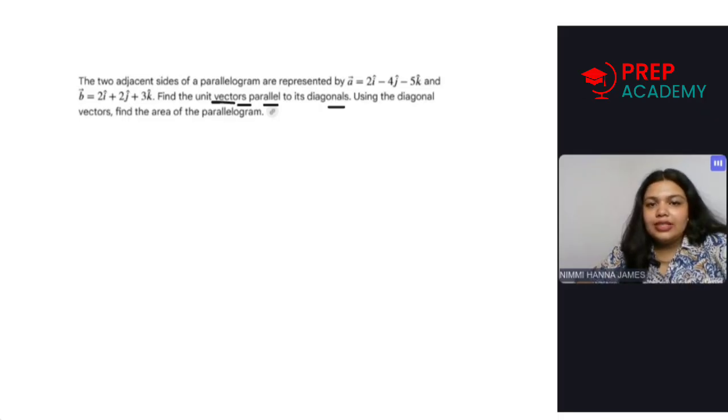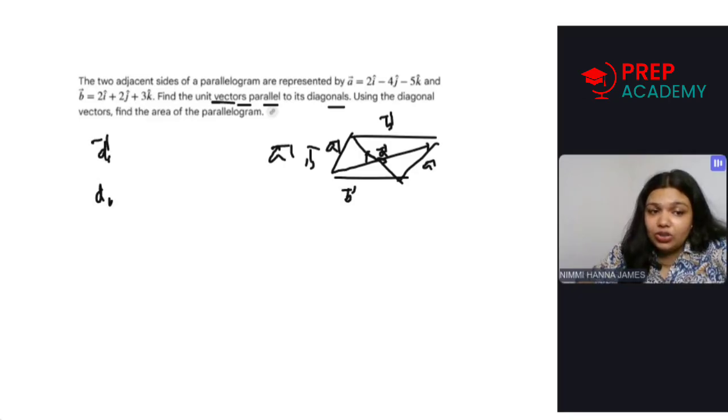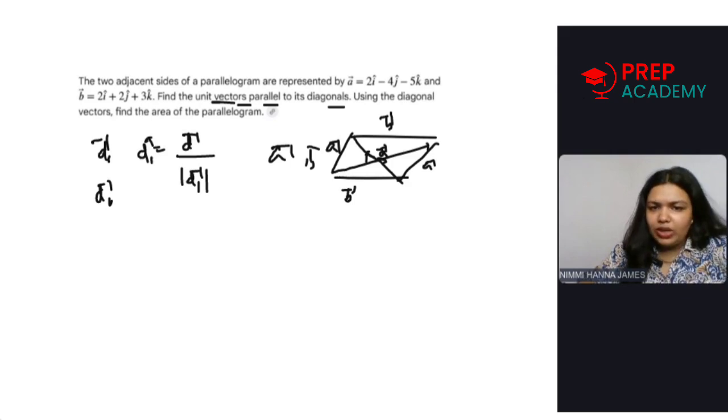The two adjacent sides are given. We have A vector and B vector as two adjacent sides of the parallelogram. We want to find the unit vector parallel to the diagonal. If we have these two adjacent sides, then we can definitely find d1 and d2. Here also, this is equal to A vector and this is equal to B vector. If we have d1 vector and d2 vector, how do we find the unit vector? Just by dividing by their magnitude. So d1 unit vector is d1 vector divided by modulus of d1 vector. That also you can find.